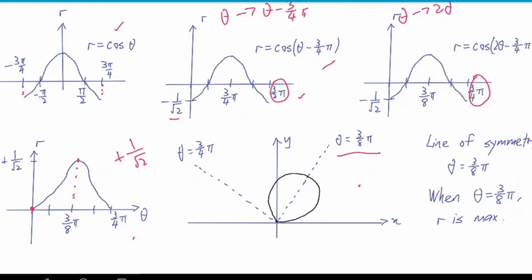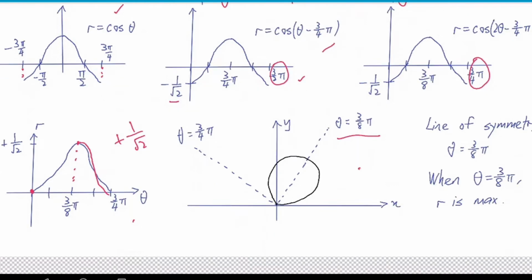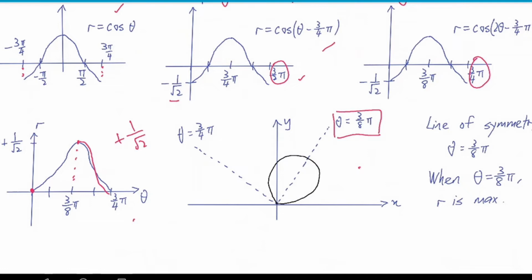And after that, it is the same. So when we go from 3 over 8 pi to 3 over 4 pi, the graph goes from the maximum r back to 0 again. So this is the graph that we should have. When we show the graph, of course, these important lines like 3/8 pi and 3/4 pi, we must actually show. And because this is symmetry, when we sketch the graph, make sure that it is symmetry. Maybe my graph is not that nice yet, but just make sure that you show the symmetry.